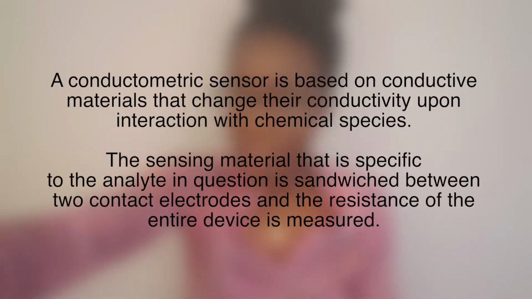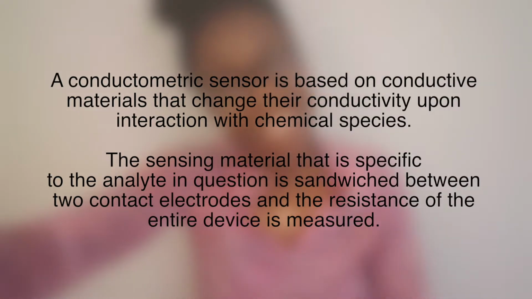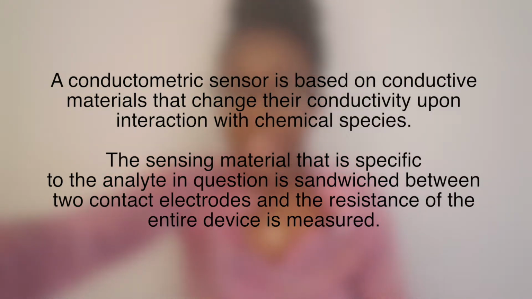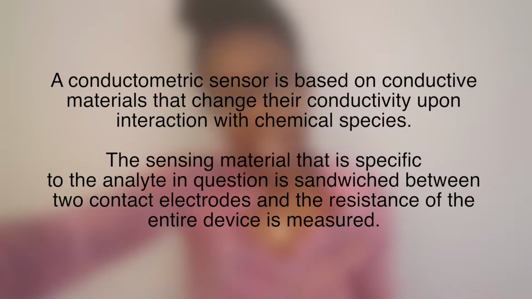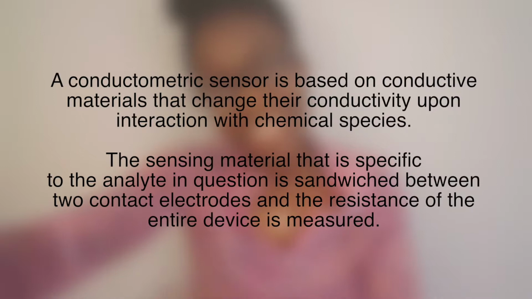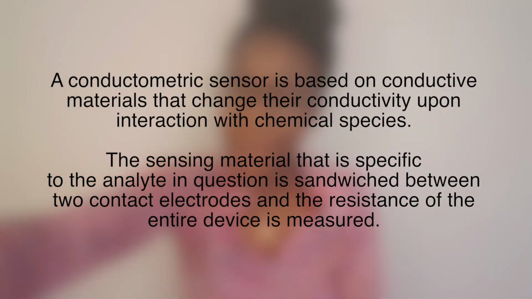As stated before, conductometric sensors or measurements measure conductance or resistance by alternating the current. These measurements are determined by using a sensing material that is specific to the analyte in question, sandwiched between two contact electrodes, and the resistance of the entire device is measured. One of the main advantages of conductometric sensors is the low manufacturing cost, in addition to the fact that the preparation processes include screen printing, sputtering, and maybe evaporation.